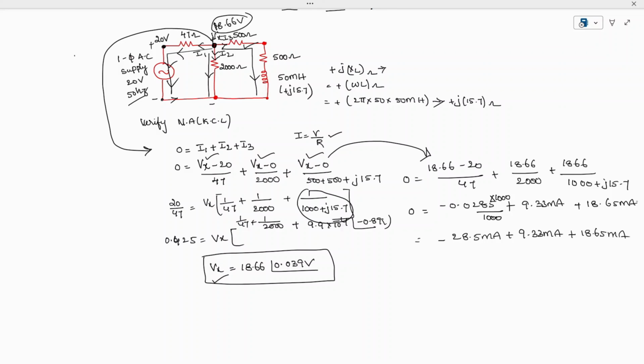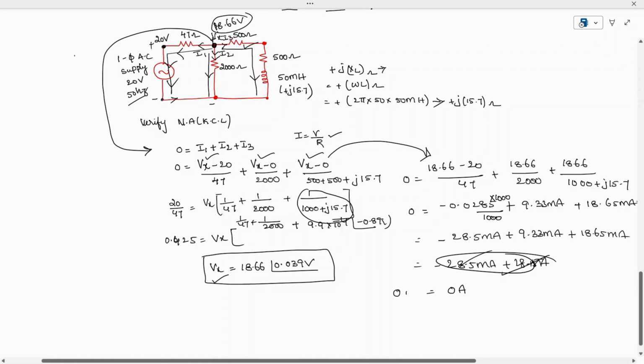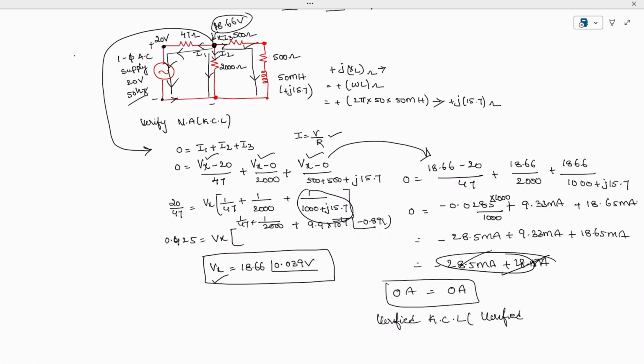Here you can see 18 plus 9 is approximately 27, 27 plus 6 plus 3 is also. So this is minus 28.5 milliampere, this is plus 28.5 milliampere. Both will nullify, which is equal to 0 amperes. So at the left hand side we have 0 amperes, at right hand side also we have 0 amperes. Then I can say we have verified Kirchhoff's current law. Indirectly, we have verified the nodal analysis. So successfully, we have verified the nodal analysis.